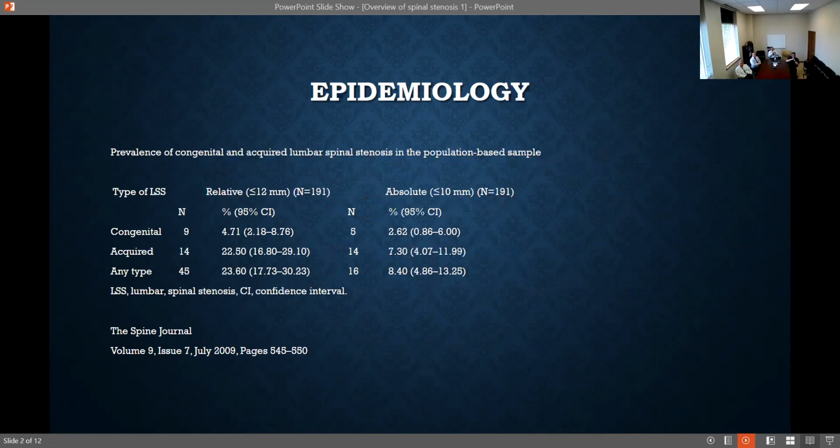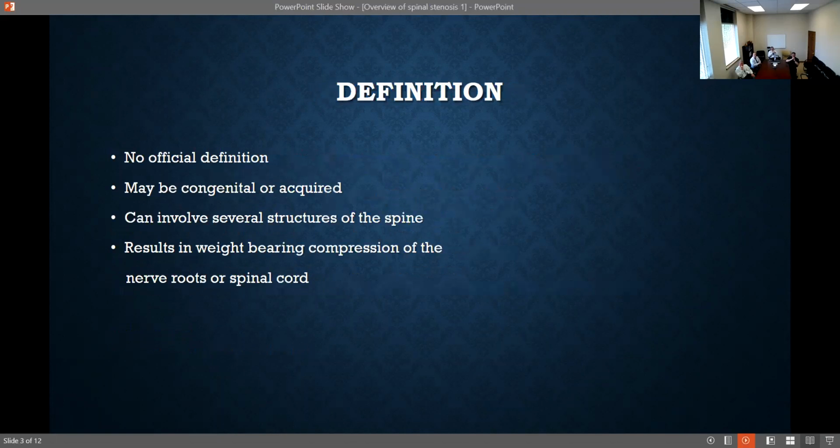So this is the epidemiology of it, and there are two ways really you can get it: congenital and acquired. You can see that the acquired type is more prevalent than the congenital type. And, let me see, very high confidence intervals with respect to acquired in any type. Go ahead and go to the next one.